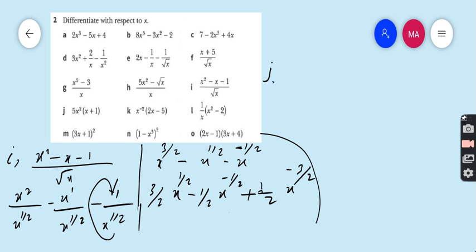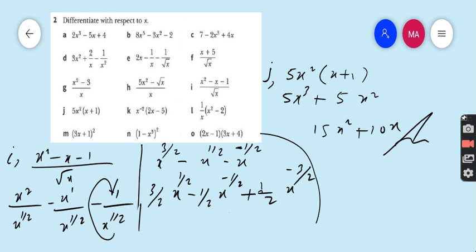Move to part J. 5x square into x plus 1. So first we will multiply 5x square into x is 5x cube, plus 5x square into 1 is 5x square. Now find the derivative. 5 3s are 15x square, 5 2s are 10x. This is our final answer.